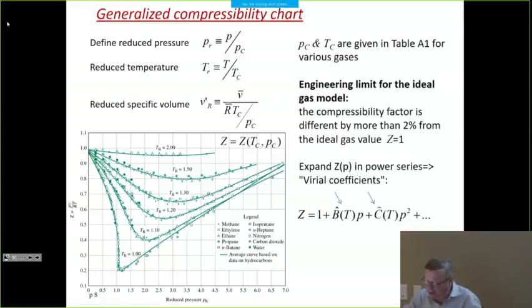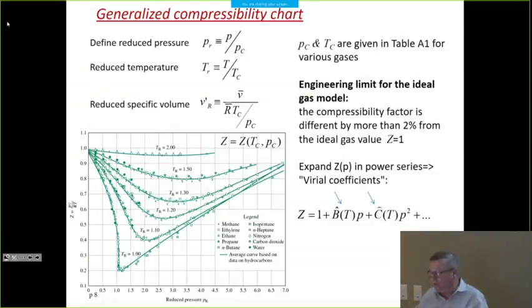And once you have done that, you can express this Z as a function of this reduced pressure, here, P sub R, which is this axis, for a variety of T sub R's. And these rules, these general curves, are valid for all the gases, except you have to put the parameters in for P sub C and T sub C that you'll find in table A1.